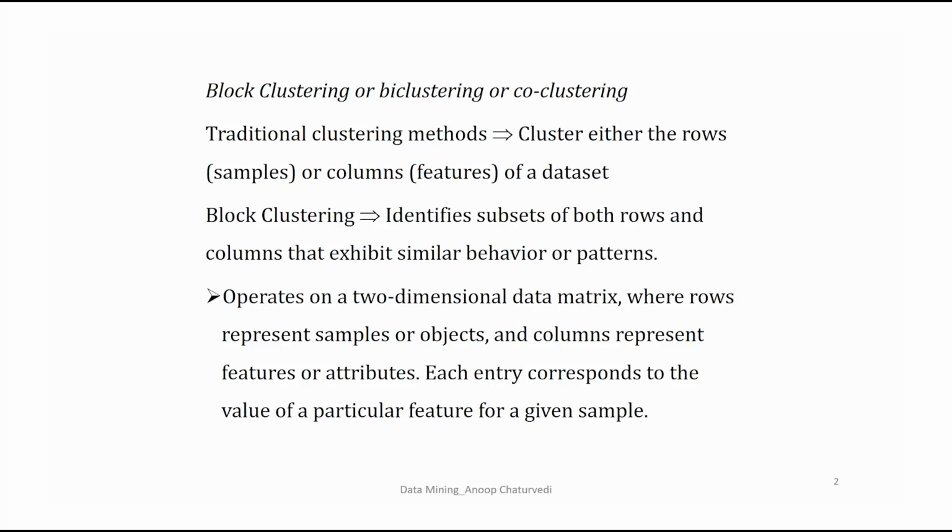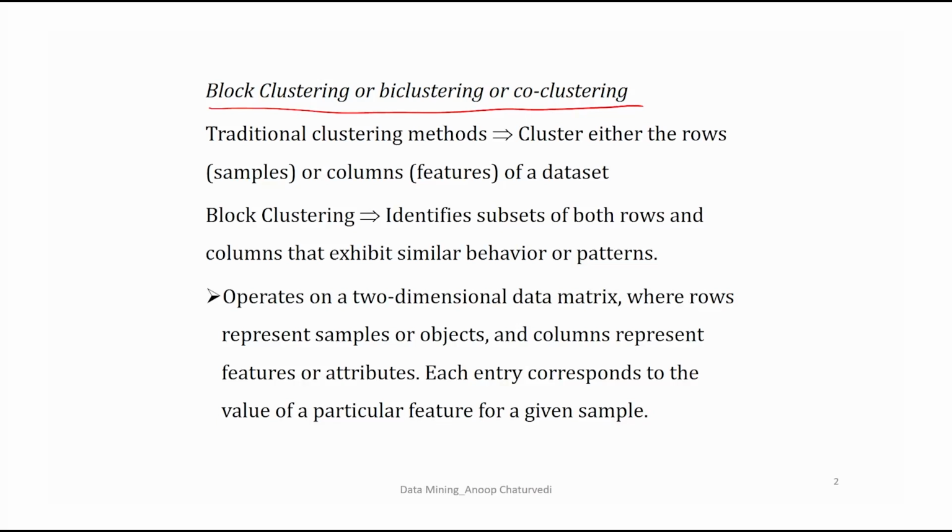In bi-clustering or block clustering, we classify the observations according to both rows and columns, that is, according to cases as well as according to variables. So, the observations belonging to a particular cluster are the group of cases which are behaving in a similar fashion, and it also involves a group of variables which follow the same pattern or which are behaving in the same manner for these cases. So, now we consider block clustering or bi-clustering or co-clustering.